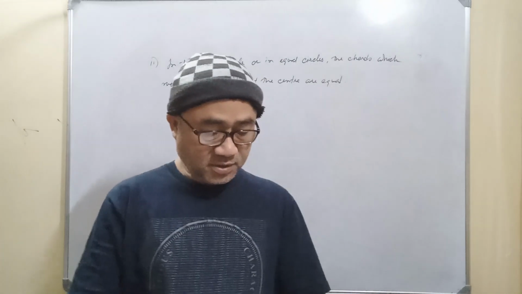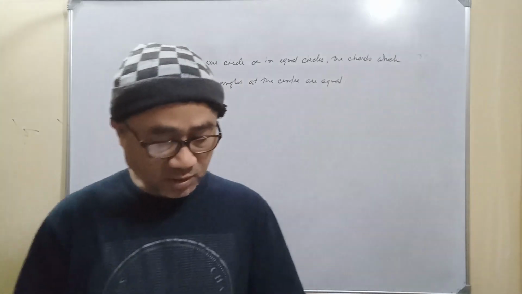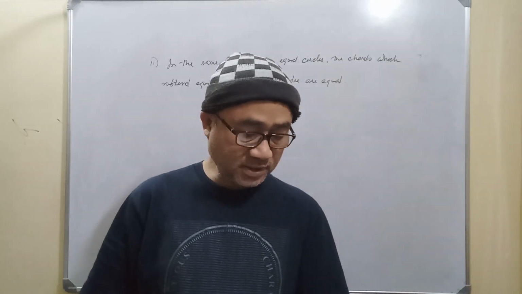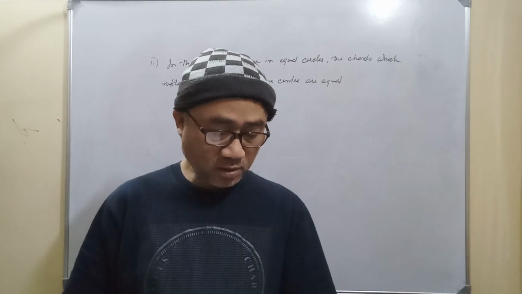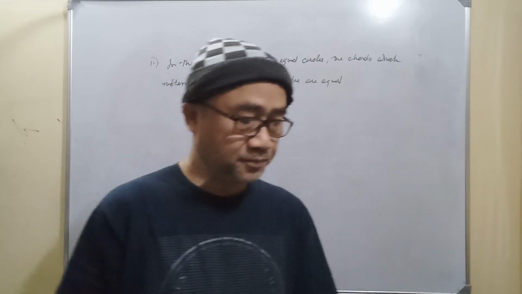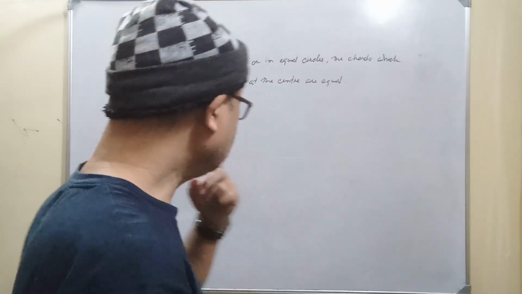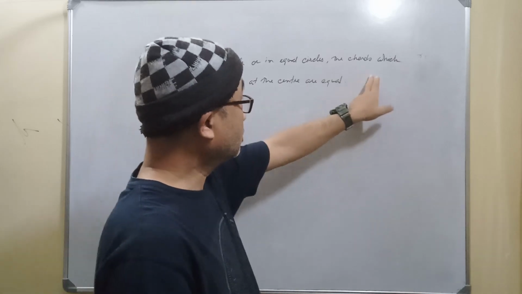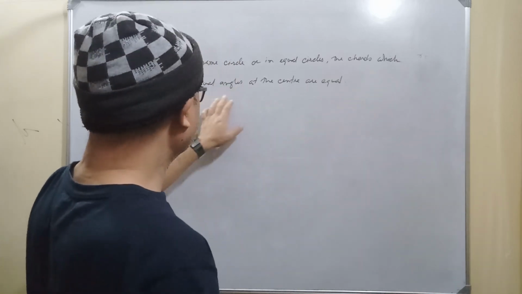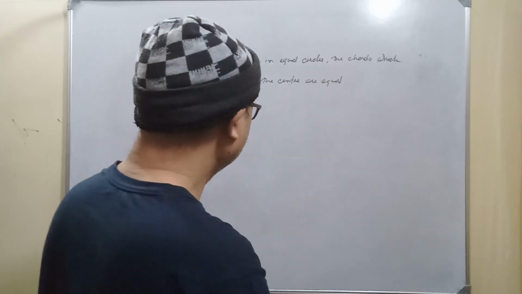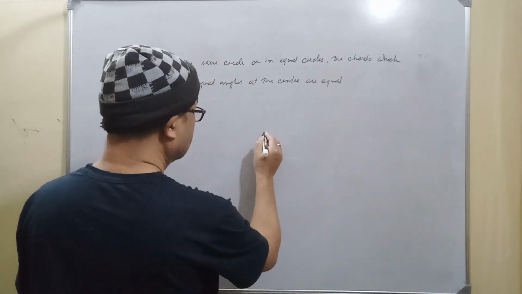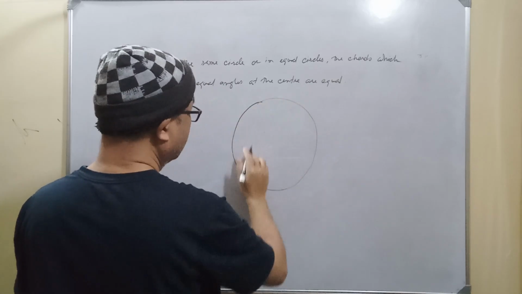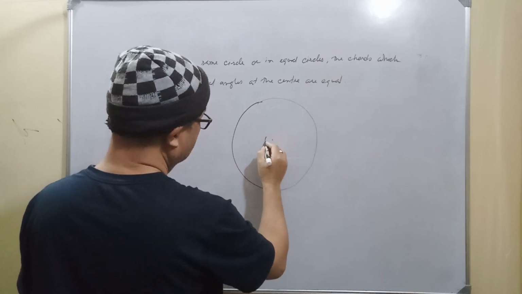Another property of circles, it says that in the same circle or in equal circles, the chords which subtend equal angles at the center are equal. In the same circle or in equal circles, the chords which subtend equal angles at the center are equal. So what does that mean? We take a circle with center O.